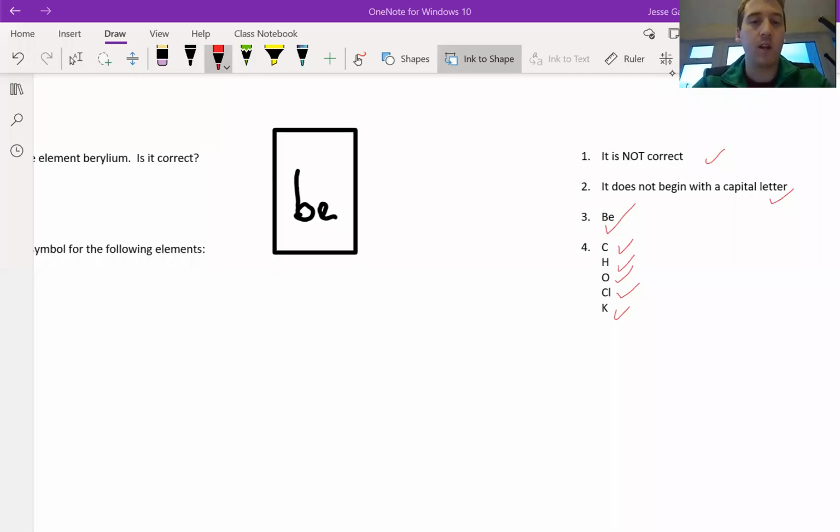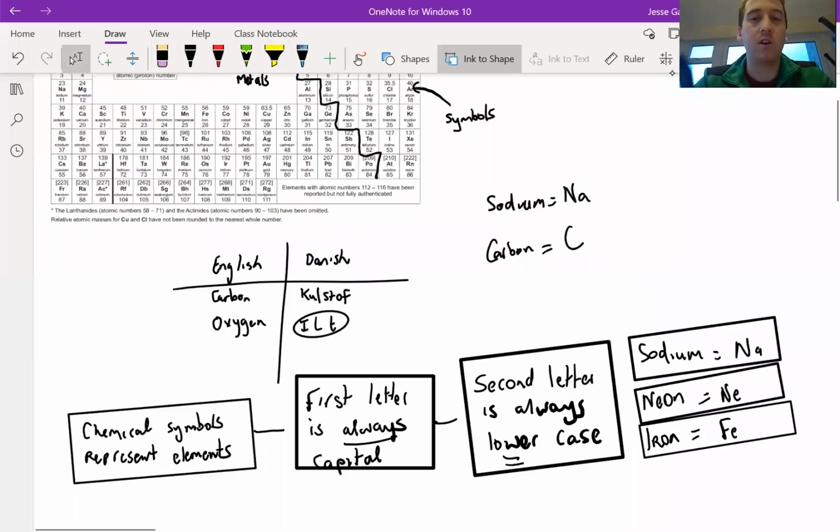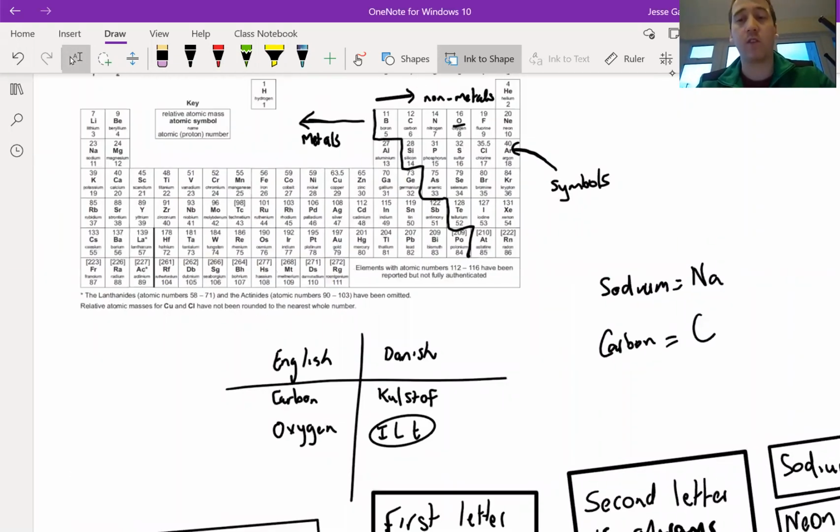All right, so now you know another little bit about the periodic table. You know three things, I suppose. You know that it lists all the elements that we know. You know that the stairs divides the metals and the non-metals. You know that the metals are on the left and the non-metals are on the right. And now you know how to write the symbols. Okay, so you know quite a lot already.